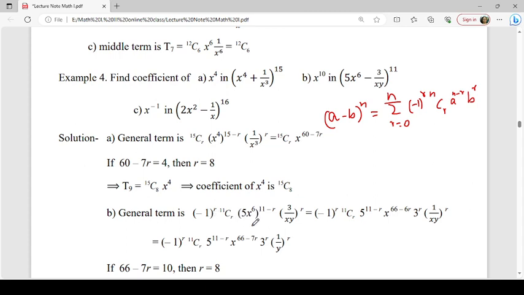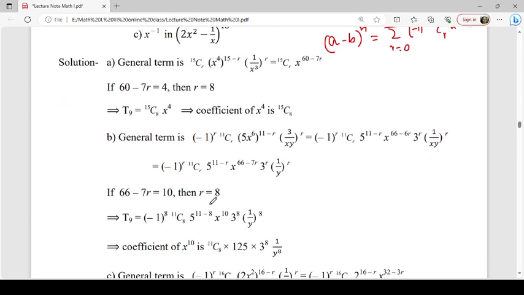5x to the power 6 is the first term, to the power 11 minus r, and second term is 3 by xy whole to the power r. So after simplification we write this as numerical 5 to the power 11 minus r, and then power of x is 66 minus 6r, then this is numerical again, and it is variable 1 by xy whole to the power r. Now, x to the power 10 we want, we need not find power of y, but we need to find power of x.